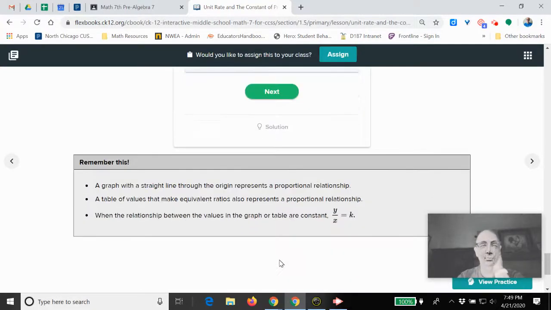All right, we got it. So remember, a graph with a straight line through the origin represents a proportional relationship. The table of values that make equivalent ratios represents a proportional relationship. And when the relationship between values in the graph or table is constant, then if I do y divided by x, I get k.